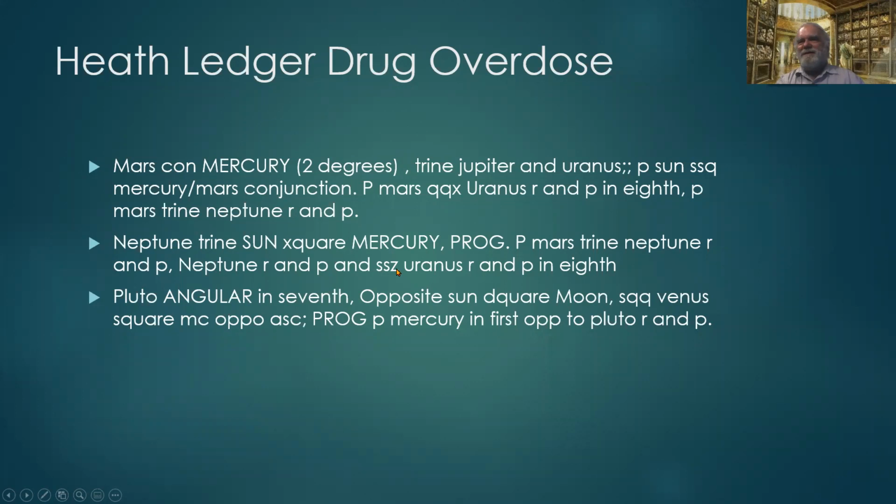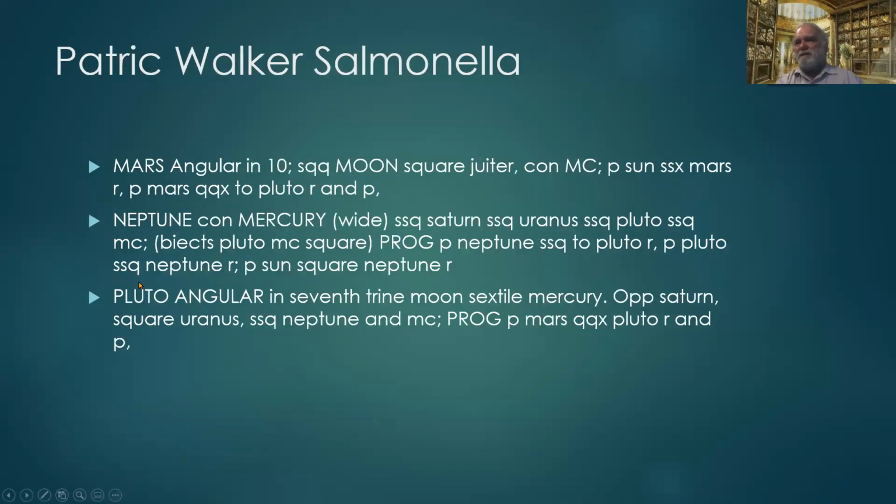Semi-square Uranus in the eighth on there. Okay. And then finally, we're looking at Pluto. Pluto is angular in the seventh, prominence by angularity. It's opposite the Sun and square the Moon. It's prominence by aspecting of the lights. So this is a very prominent planet there, angular and aspecting the Sun and the Moon.